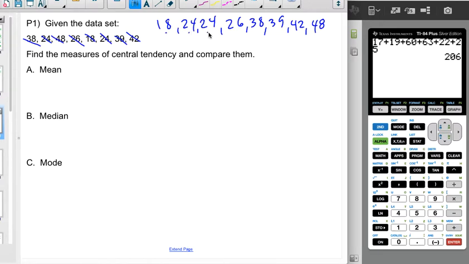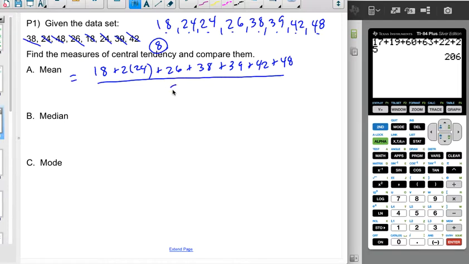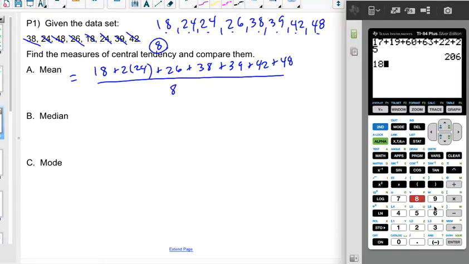So 1, 2, 3, 4, 5, 6, 7, 8. There are 8 terms, right? So there's 8 total. I'm just going to circle that so I don't forget. So my mean is going to be the sum of the 18, 2 of the 24s, 26, 38, 39, 42, and 48, all divided by 8. So 18 plus 48 plus 26 plus 38 plus 39 plus 42 plus 48. All right, and divide that by 8.